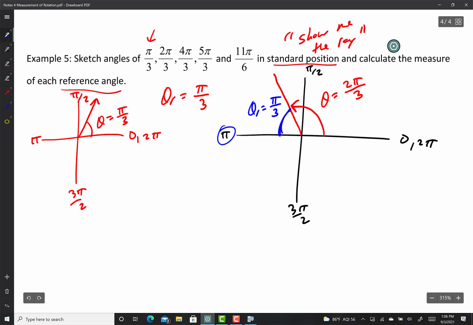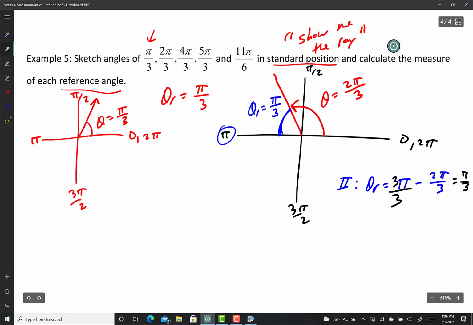Or you can do the rules that we did last time. So what's the rule? Instead of 180 minus angle, you can do pi minus angle, or pi minus 2 pi over 3. And notice, see, it works. 3 pi over 3 minus 2 pi over 3 is your 1/3 pi. Pi over 3.